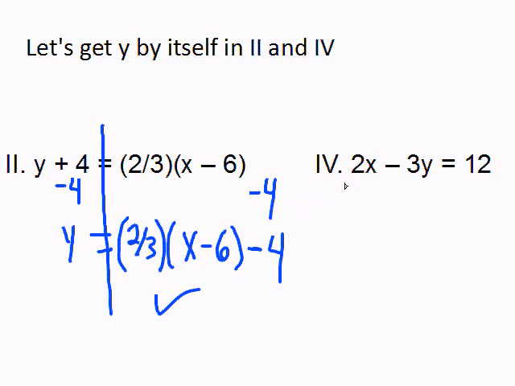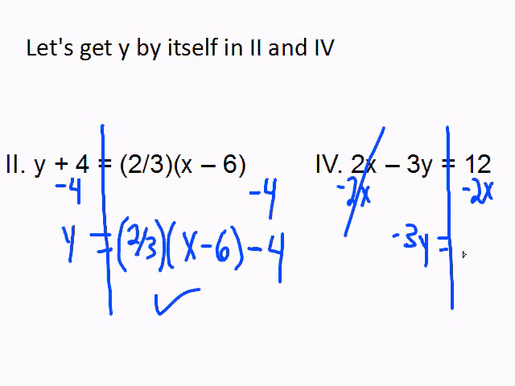For number 4, notice we have 2x minus 3y equals 12, and we need to get y by itself. Now to do this, we've got to get rid of the x first. So it's a positive 2x. I'm going to get rid of that positive 2x by subtracting 2x from both sides. 2x minus 2x cancels. We're going to be left with negative 3y is equal to negative 2x plus 12. We can't combine the negative 2x with the 12 because they are not like terms. The negative 2x has an x, the 12 does not.